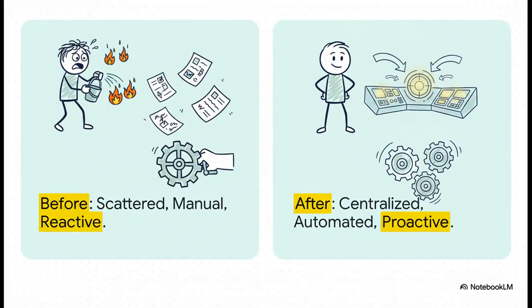So let's break that visual down a little more. That before world is scattered, it's manual, and it's reactive. You're basically always putting out fires. But the after world, the one powered by a CRM, is centralized, automated, and proactive. So instead of just reacting to problems, you can do things like set up automatic reminders to follow up, see which customers are the most engaged, and even anticipate what they need before they even ask.